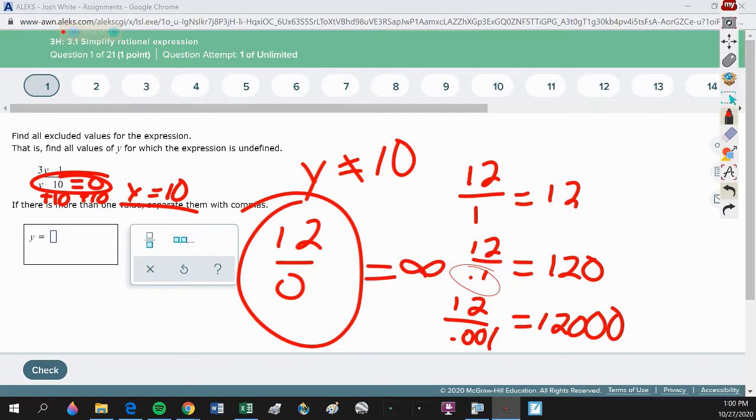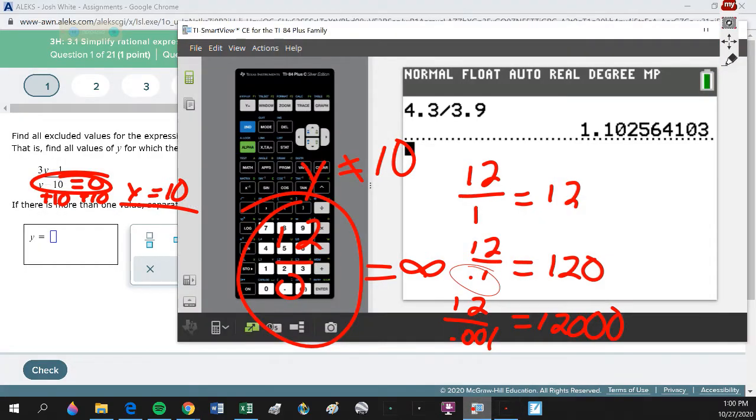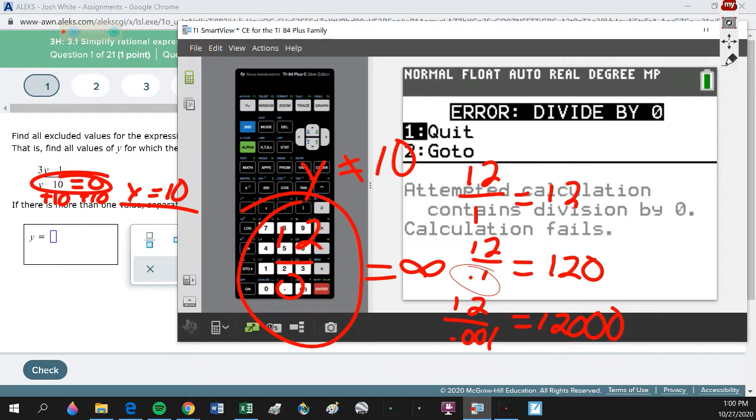Now, we'll never get there. But if you try this in a calculator, oh, sorry. So 12 divided by 0, it says error. What the calculator is really saying is, I'm too lazy to do that division, right? Because the answer is infinity.